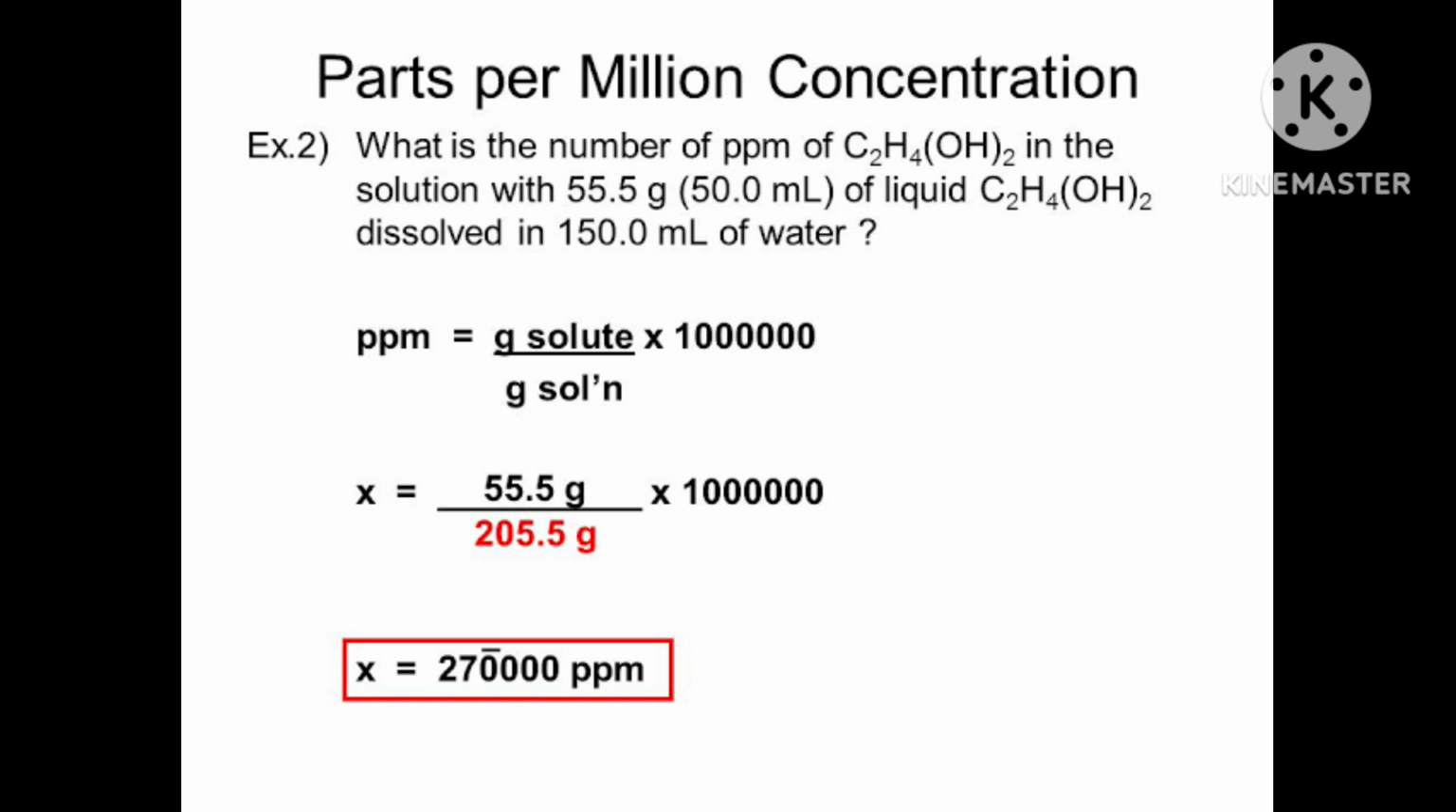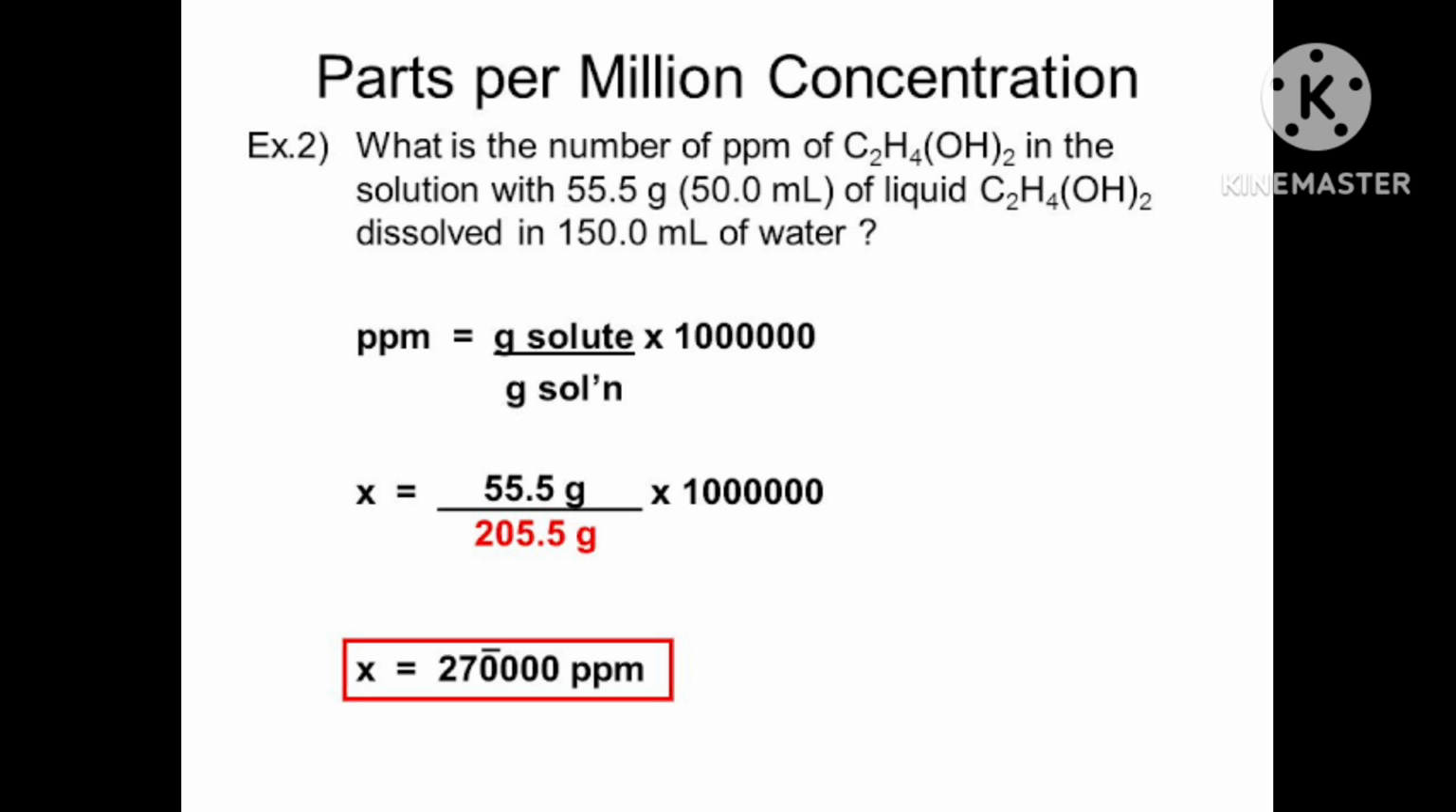Then mass percentage is the mass of the component in the solution divided by the total mass of the solution, multiplied by 100. Example: if somebody says a 10% glucose solution, it means 10 gram glucose plus 90 gram water, so the total is 100 gram. 100 gram of solution contains 10 gram of glucose.